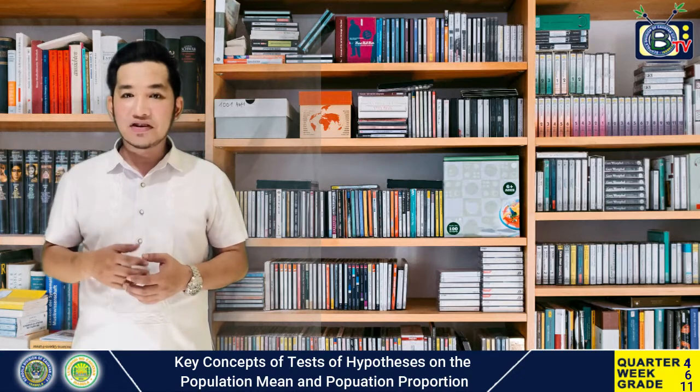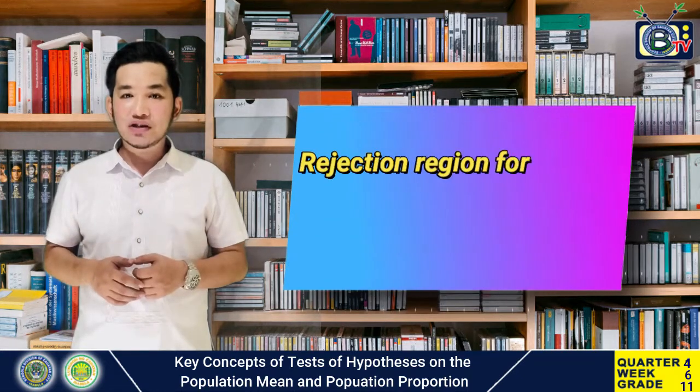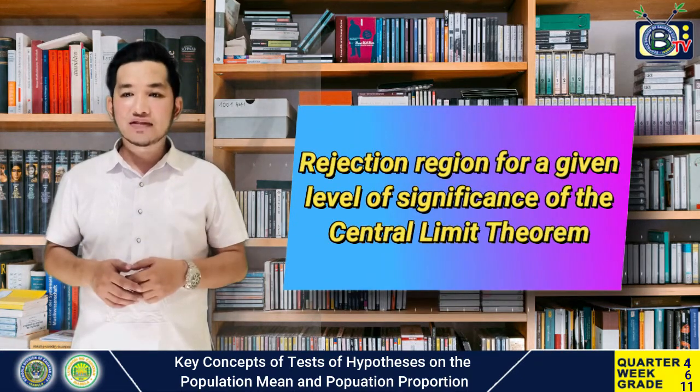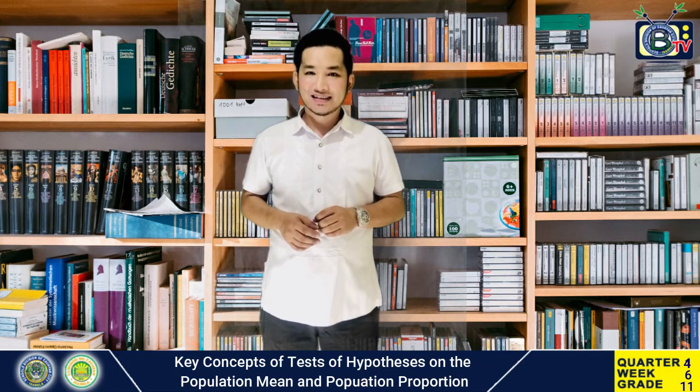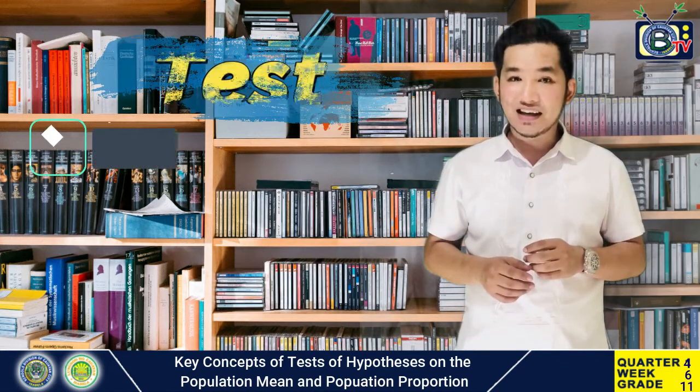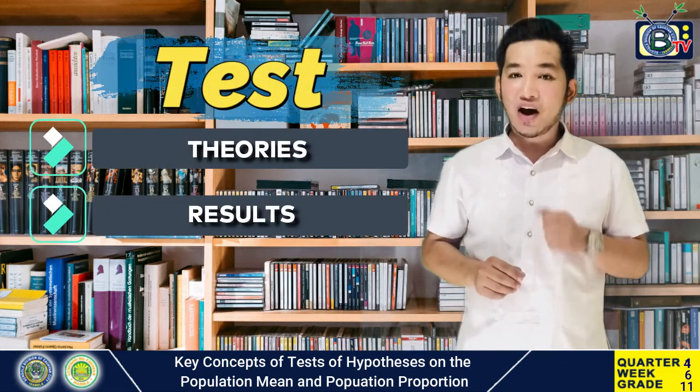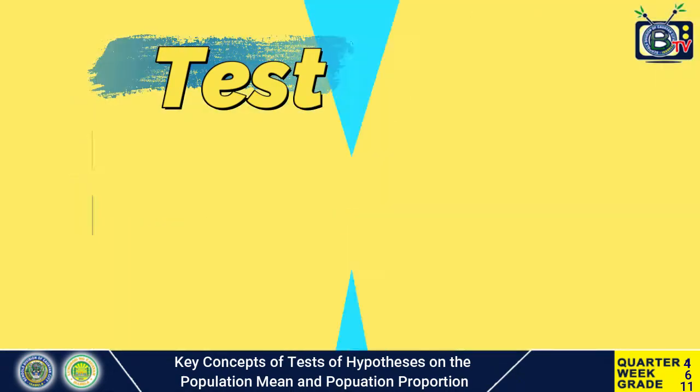Let us identify first the appropriate rejection region for a given level of significance when the central limit theorem is to be used. But before we proceed with it, I want to discuss first the main purpose of statistics. The main purpose of statistics is to test the theories or results from experiments.